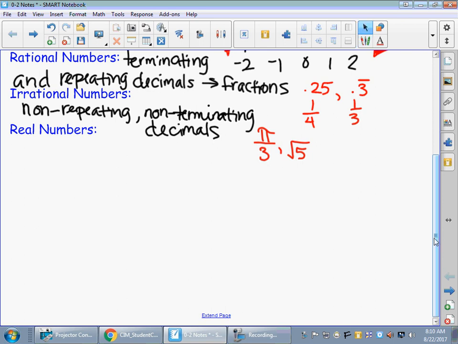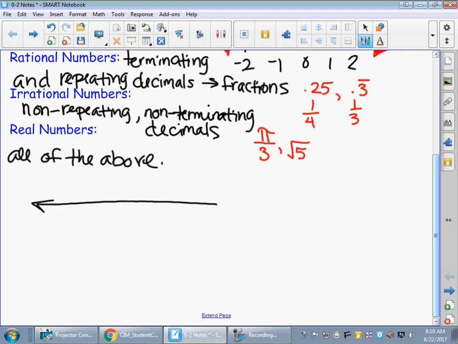Real numbers encompass all of the above. So all of those other numbers, rational and irrational numbers, whole numbers, integers, natural numbers, are all subsets of real numbers. I'm going to give you a picture of this on the next slide, and I think it'll help you out. On the number line, though, it is every single number that belongs on the number line.